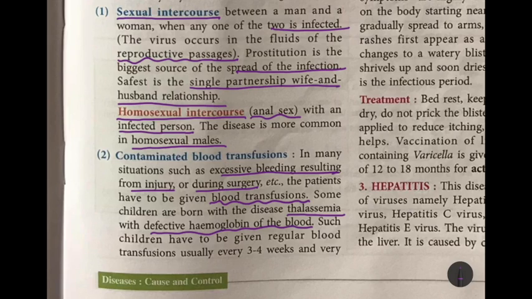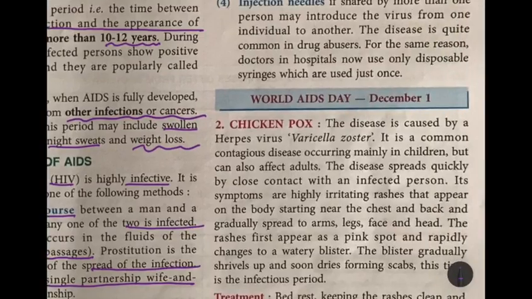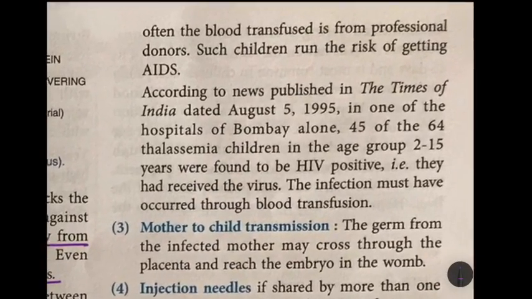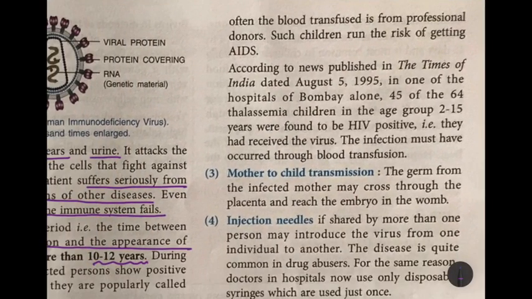So this type of children must be given regular blood transfusion. That is, the blood must be given to them regularly, every 3 to 4 weeks, every month. And very often the blood which is given is from professional donors, people who donate blood. So if an HIV positive person has donated the blood, then these children run the risk of getting AIDS.